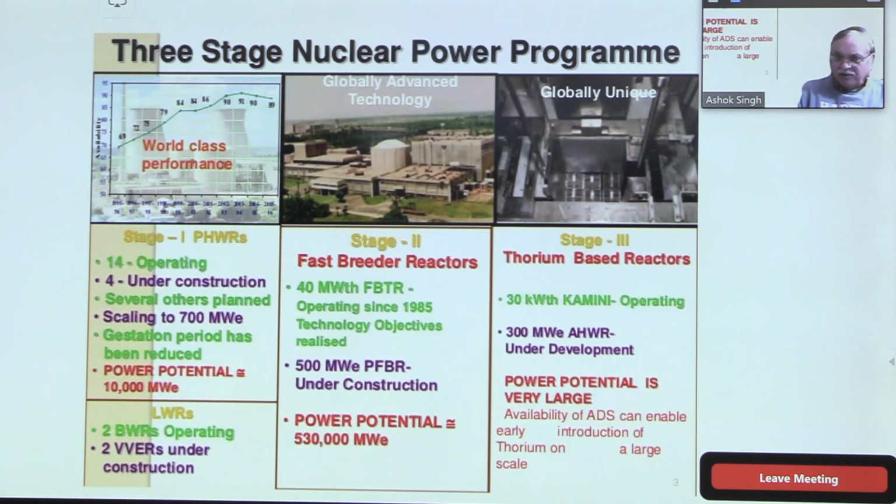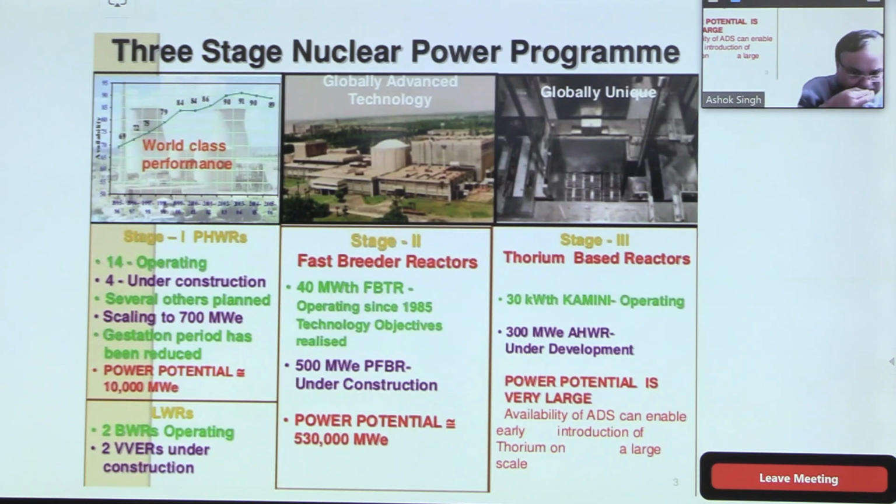So this is a very long-term stage. We are very far from this stage. Currently, we are trying to develop the second stage. Third stage, we are carrying out some experiments. For example, a 300 megawatt AHWR, advanced heavy water reactor, which will use some thorium is being designed. It is not being constructed, it's being designed. This is what is referred to as India's three-stage nuclear program.